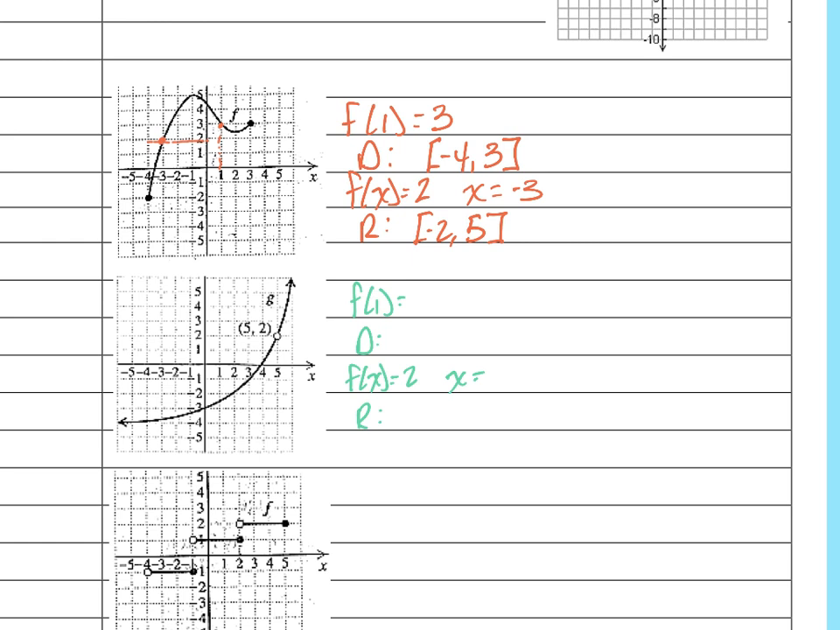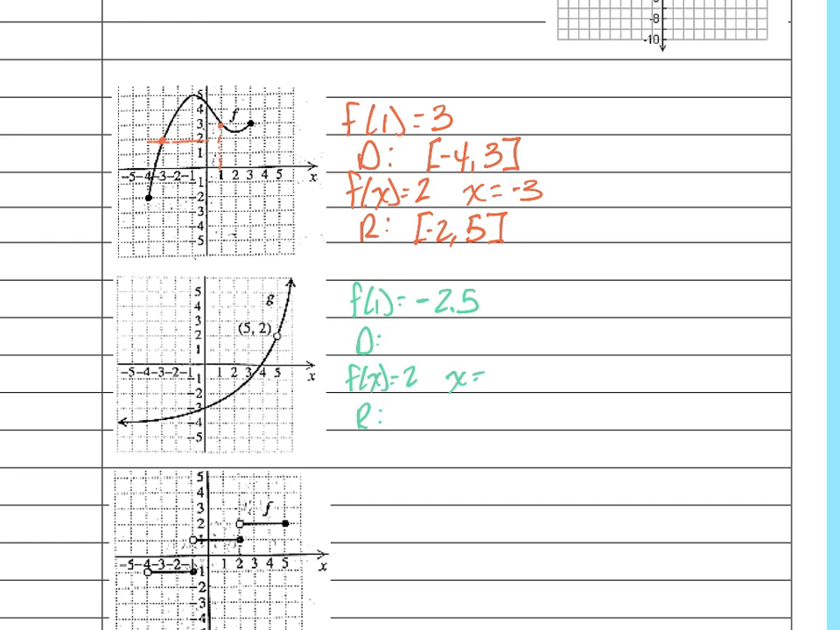So on the second one, second one's a little harder, especially the domain and range. So f of 1 is negative 2.5. And I think a lot of people are putting 2.5, but it is in the negative, so I have to have that negative sign there.